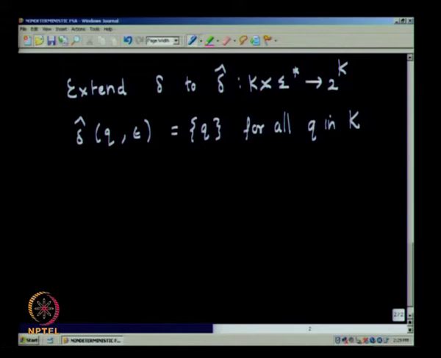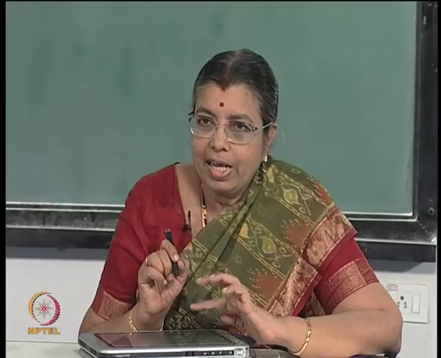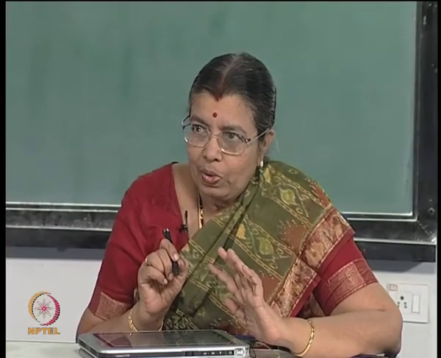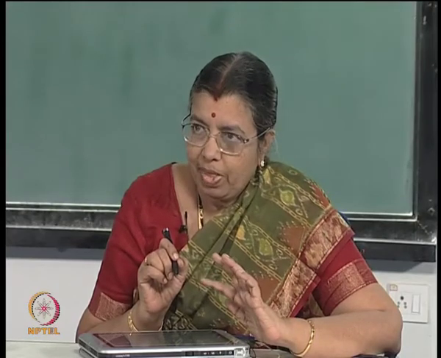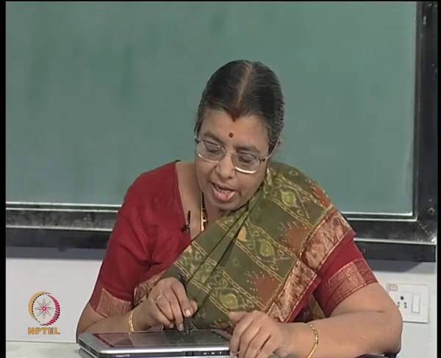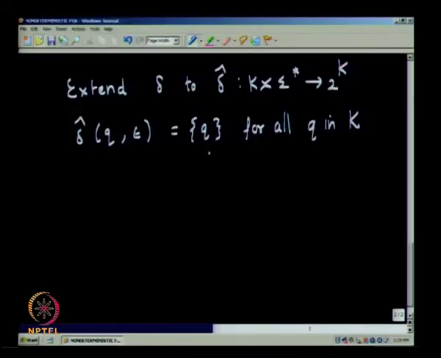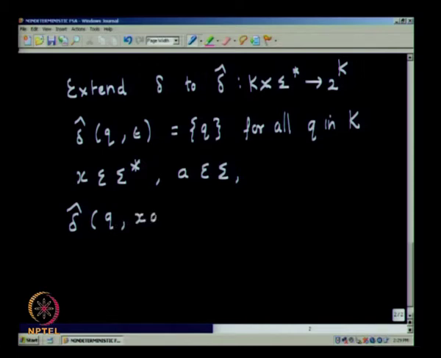What does that mean? If you are in a state q and you are not reading any symbol, you remain in the same state. That is what it means. Then for a string x belonging to sigma star and a symbol a belonging to sigma, what does delta cap of q comma xa mean?